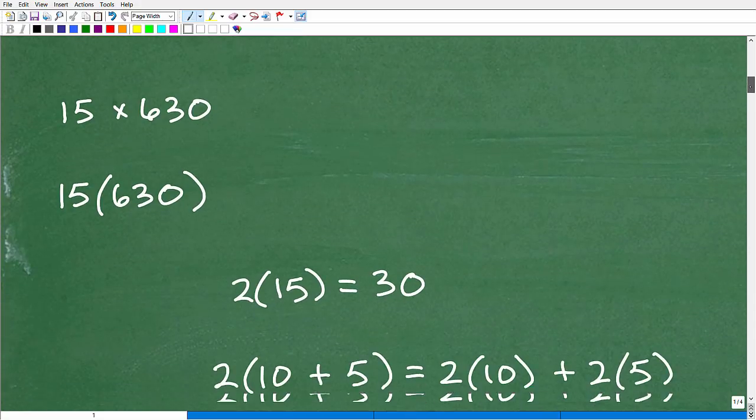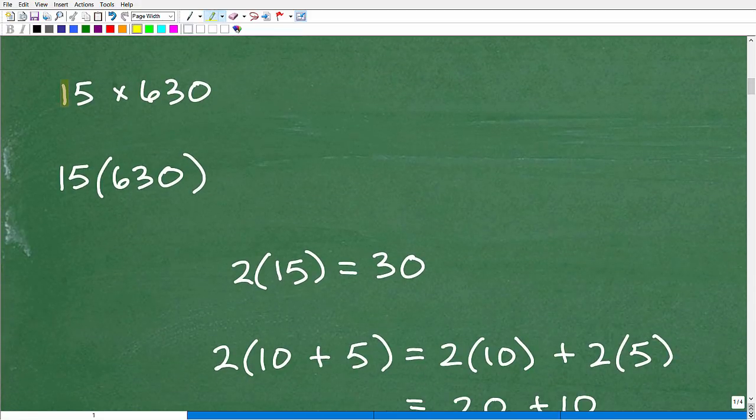Now, here, we're going to take a look at the same problem. We have 15 times 630. Now, in mathematics, we can write 15 times 630 using this multiplication operator, this little x. We can also use this little dot, like this, or we can use this notation, just put 15 times 630 in parentheses. Okay, so I want to be using this notation, but they all mean multiplication, meaning find the product between these two numbers.